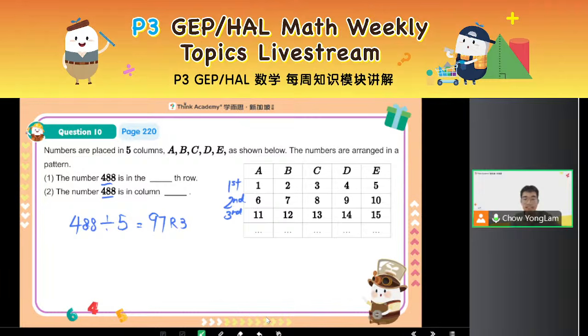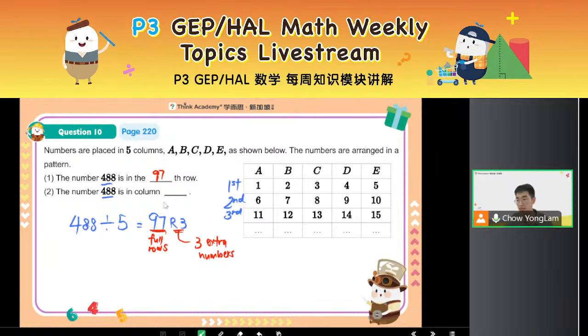So after you do your division, make sure you ask yourself, what's the meaning of the quotient? What's the meaning of the remainder? Now, 97 means 97 full rows. First row, second row, third row. I finish everything completely for 97 rows. Remainder 3 means I still have 3 extra numbers that come after the rows. So now, let's ask ourselves the first question. Which row is 488 in? Now, I know there are 97 rows, so it's in the 97th row.